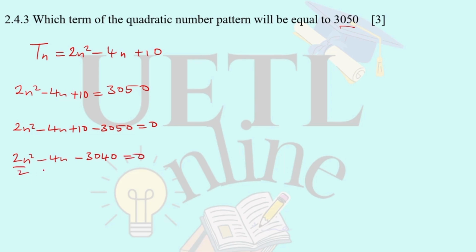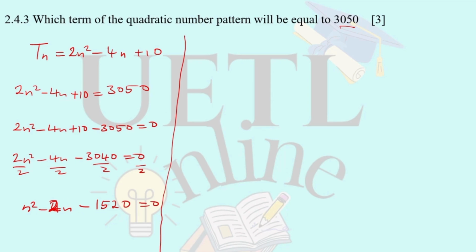Okay, so you can choose to simplify like I'm going to do here. We divide each term by 2. If we divide each term by 2, we're going to get n squared minus 2n minus 1520 is equals to 0. Okay, so now our duty is just to simplify this quadratic equation.